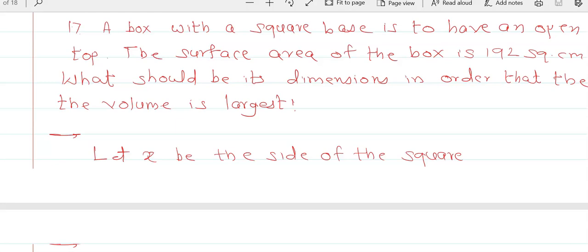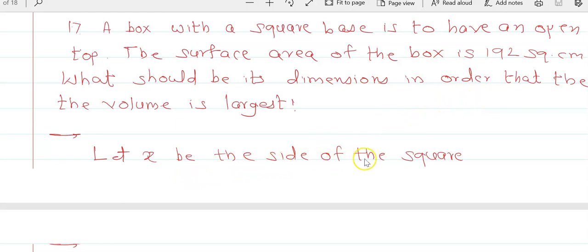Problem number 17. A box with a square base is to have an open top. The surface area of the box is 192 square centimeters. What should be its dimensions in order that the volume is largest? That is, what should be its dimensions so that the volume is the largest?